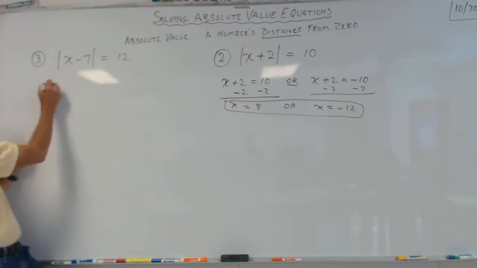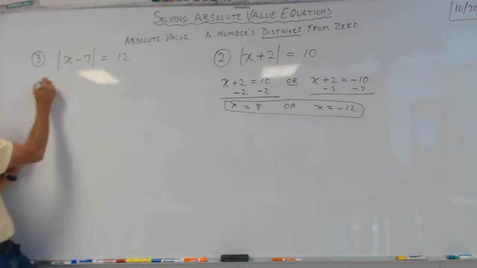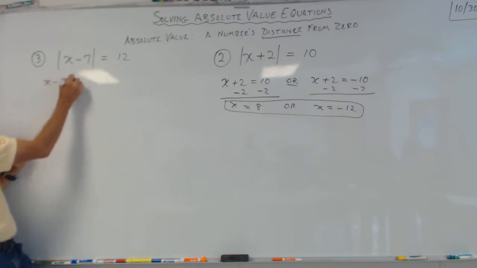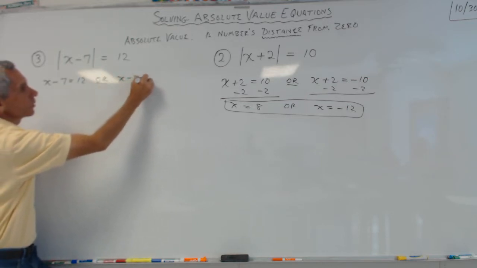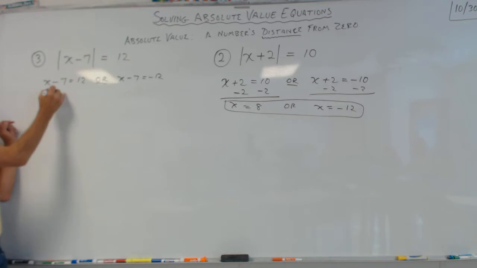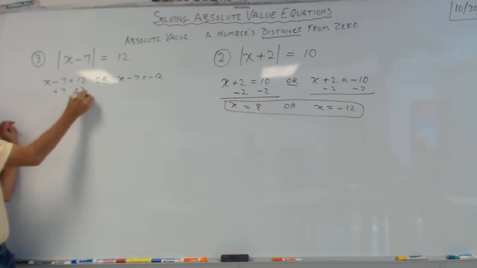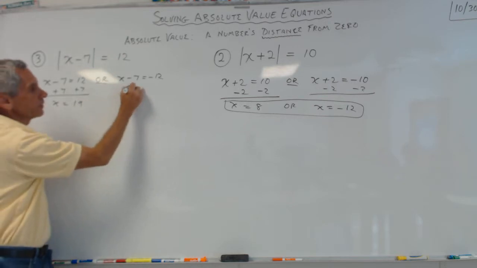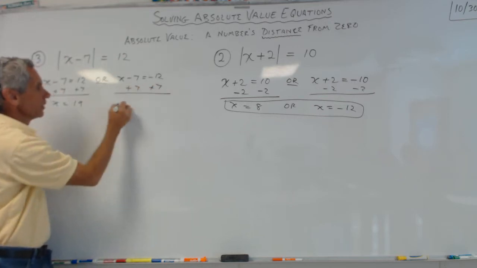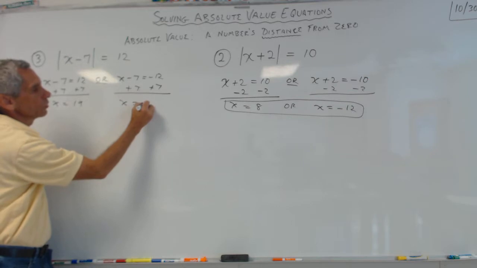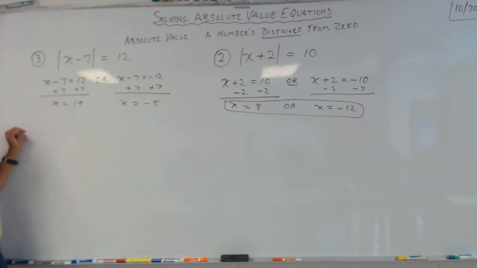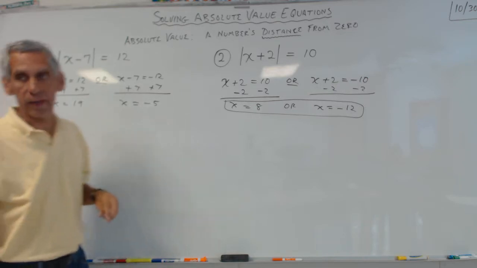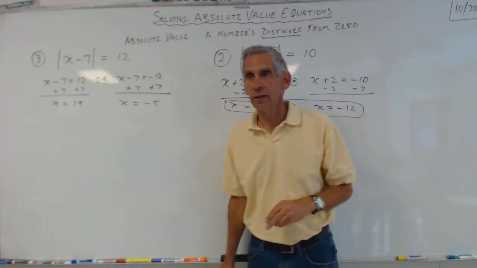So I'm going to write it as two equations. The first one is exactly like that. So x minus 7 is equal to 12, then the word or, and then x minus 7 is equal to negative 12. And then I add 7, I get x is equal to 19, and then add 7, x is equal to negative 5. Right? Everybody's clear on this, right? Yes, okay, I get it.